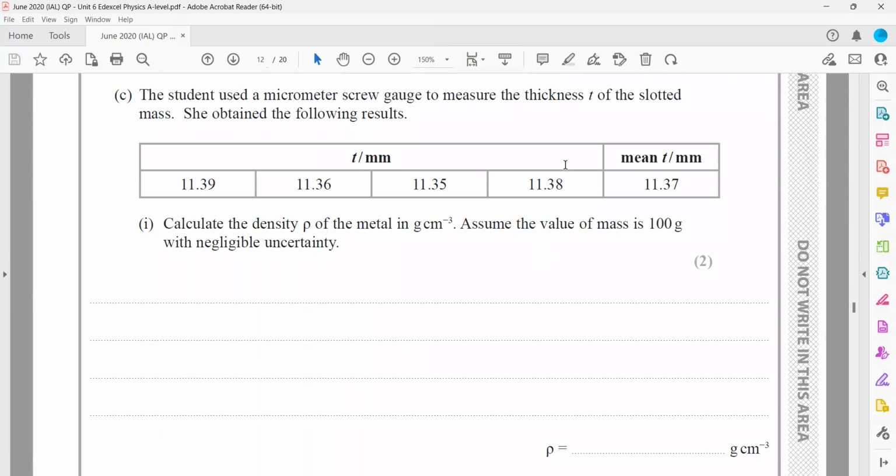Then the next one: a student uses a micrometer screw gauge to measure the thickness T of a slotted mass. She obtained the following results. Calculate the density of the metal in gram per centimeter cube and assume that the value of the mass is 100. So different values are there. A student is having a mean that is in millimeter, but we need gram per centimeter cube. So we have to convert the millimeter into centimeter. And density is mass over volume. The mass is already given. The mass is there, which is 100.